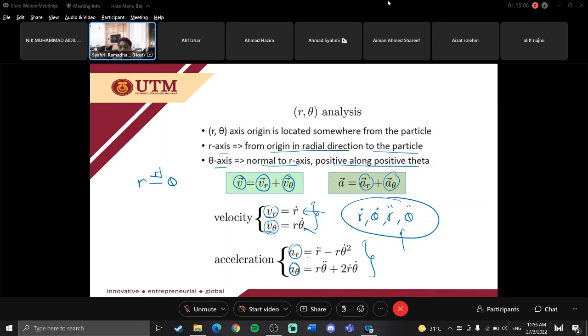That means you need to resolve. Given the acceleration at a certain angle, you resolve that acceleration to the R axis and to the theta axis. Then from the given AR and A theta, you can determine these parameters. Usually the question is like that. Okay, so that's all the information for this chapter.